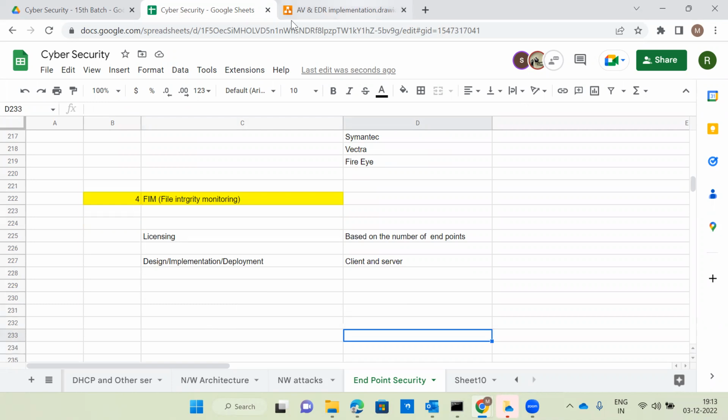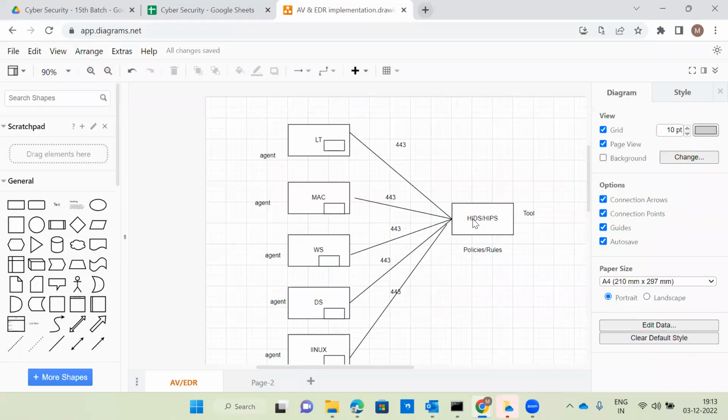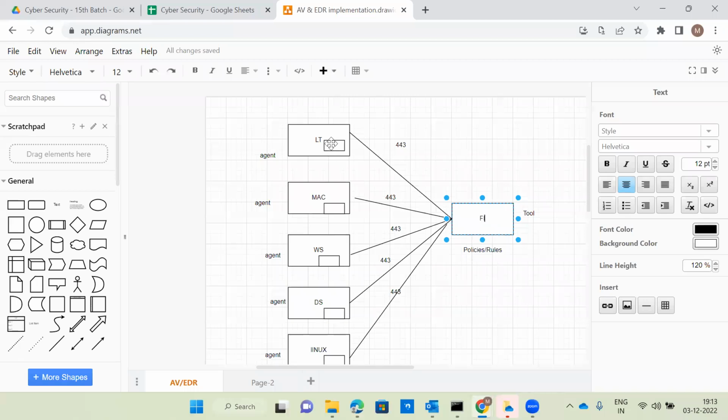So here, all these are endpoints. This is the FIM tool. This agent, the file integrity monitoring agent, we have to install here. Whenever any internal employee or external attacker is adding or injecting a file, updating files, deleting files, or modifying files, that time this agent will communicate to the file integrity monitoring tool. Based on the policies configured, it will automatically generate the alert notification.